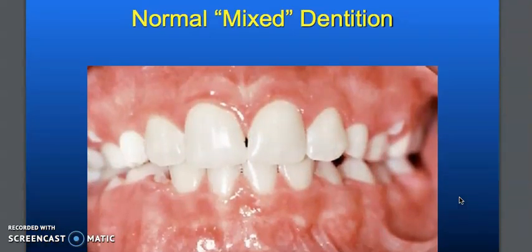Here you have a normal mixed dentition. You have permanent teeth trying to erupt, and you have primary teeth that this person is losing. If you look closely, you will see permanent teeth that are trying to erupt. The tissue sometimes will look red, a little bit irritated. That's simply because the teeth are coming in and some of them are trying to exit the mouth, and it just makes the tissue look a little different.